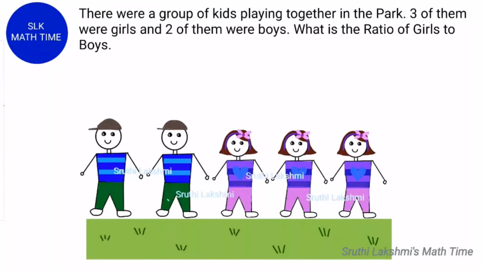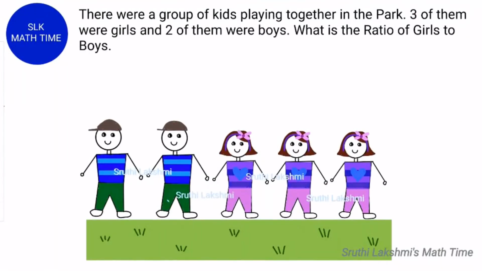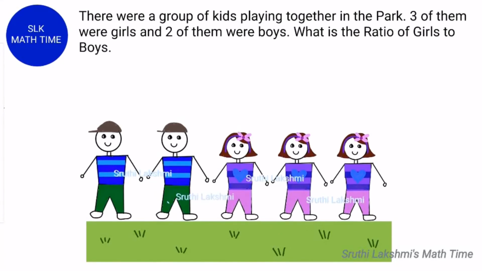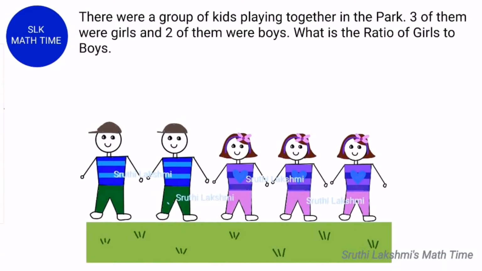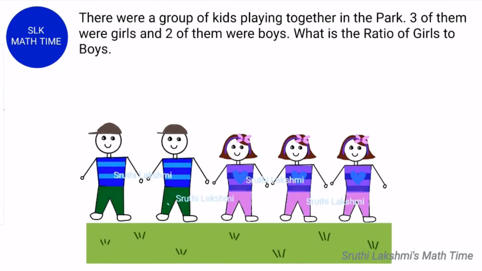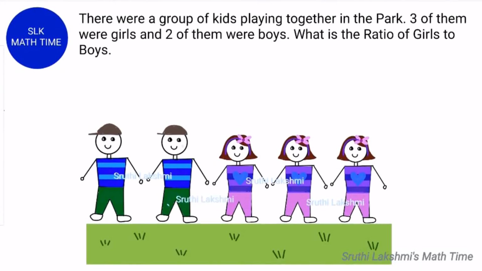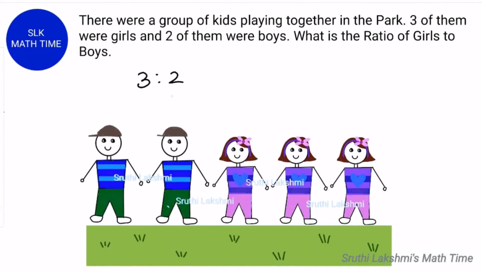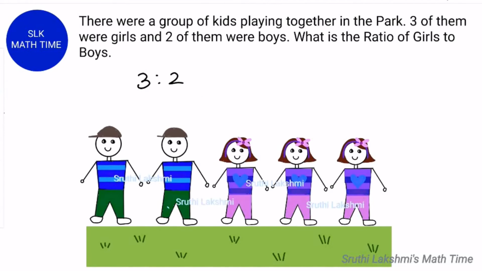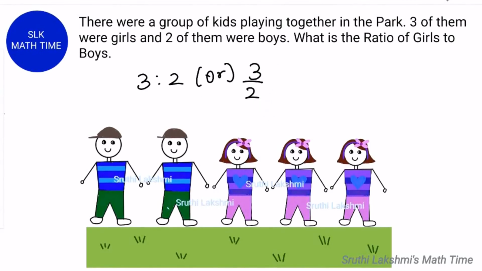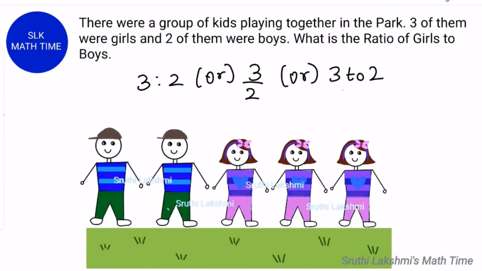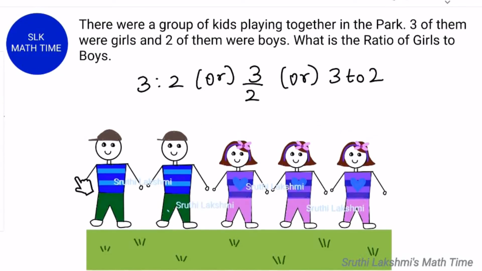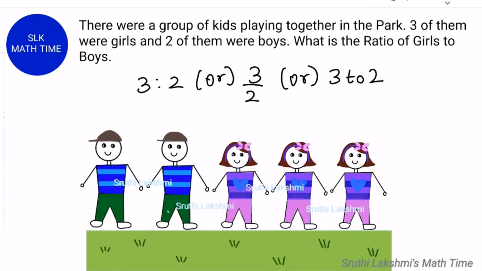There was a group of kids playing together in the park. 3 of them were girls and 2 of them were boys. What is the ratio of girls to boys? So we have 3 girls and 2 boys. So the ratio is 3:2. Or it can be written as 3 by 2 and 3:2. So the ratio here is 3:2.